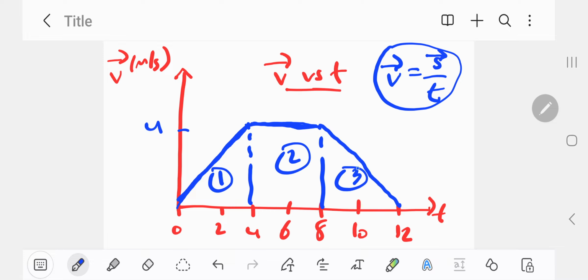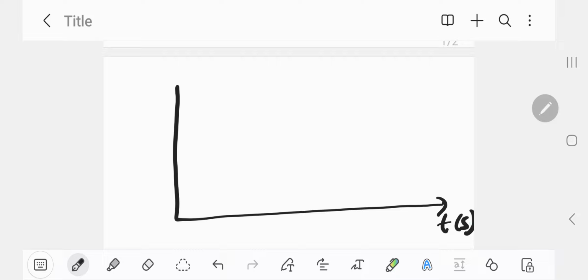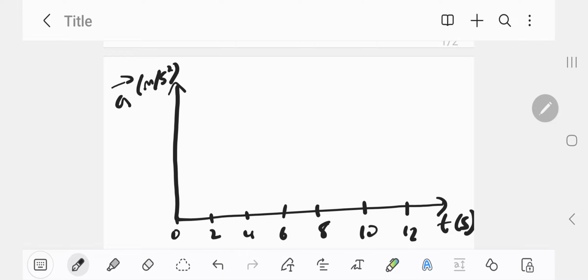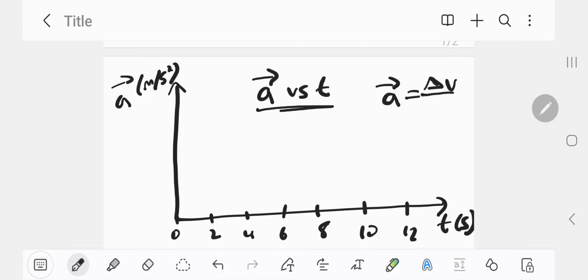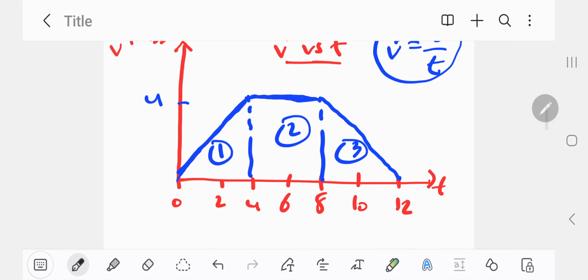1, 2, 3. Okay, time as always stays the same. Acceleration is a vector, in meters per second squared. Zero, 2, 4, 6, 8, 10, 12. So how do we work out acceleration? Acceleration by definition is the change in velocity, v, over the change in time, t. So according to this graph here, we need the gradient once again.